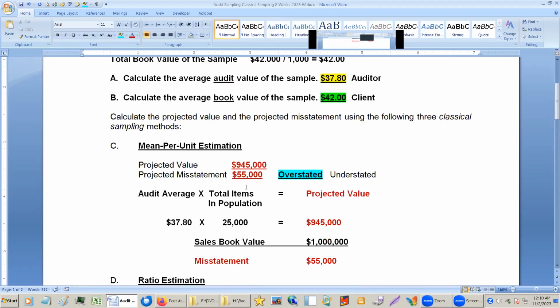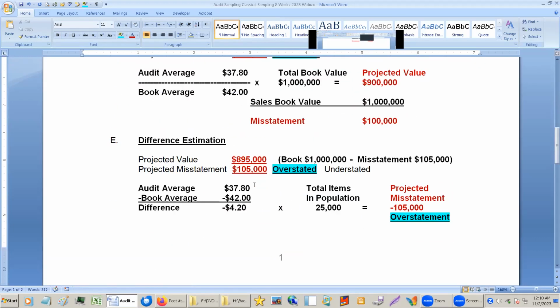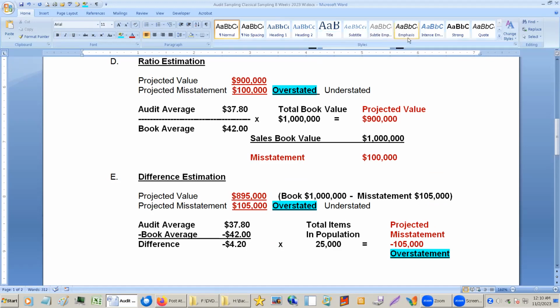So these are the three methods for classical sampling. And basically, they're all doing the same thing. They're all taking that population, where we have 1,000 items, and we're projecting it over the 25,000 items. And these are the three different ways they do it. There are different methods that are used for different things. Mean per unit is done when the average size of the items in the sample is about the same. So if they're all around $40-ish, it's a good one to use.